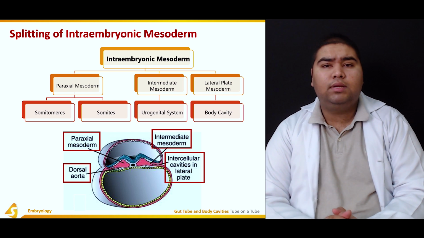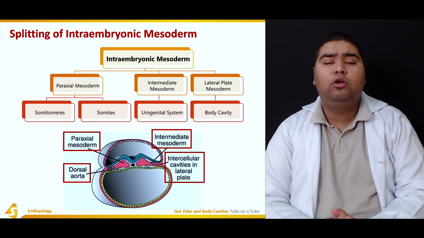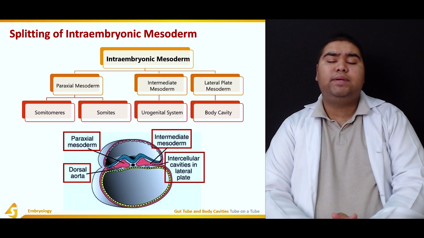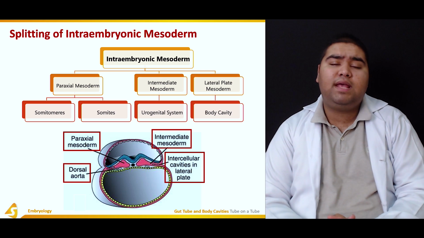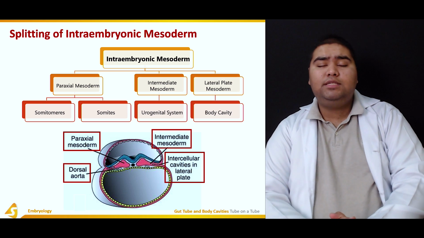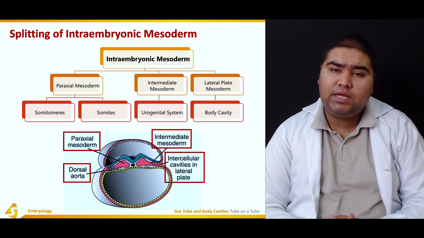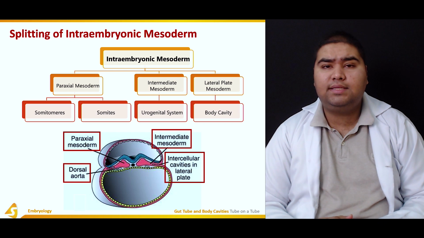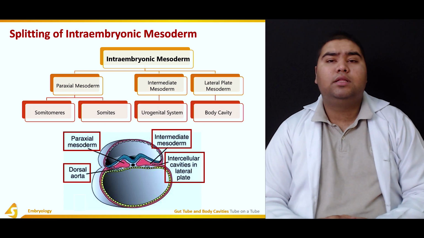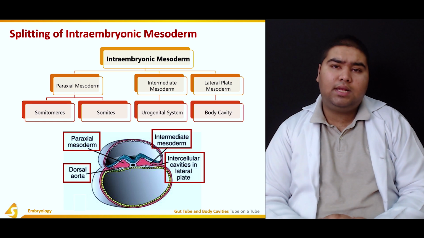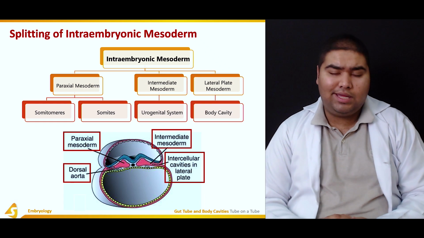Intraembryonic mesoderm is the middle layer of the trilaminar disc stage. The middle layer splits into 3 further parts. The first part is paraxial mesoderm. The paraxial mesoderm divides into somites and somitomeres. The somites and somitomeres form skeletal elements, muscular elements, and the skin.